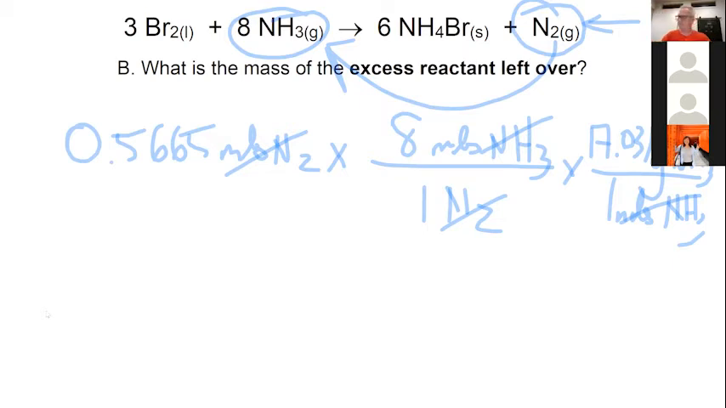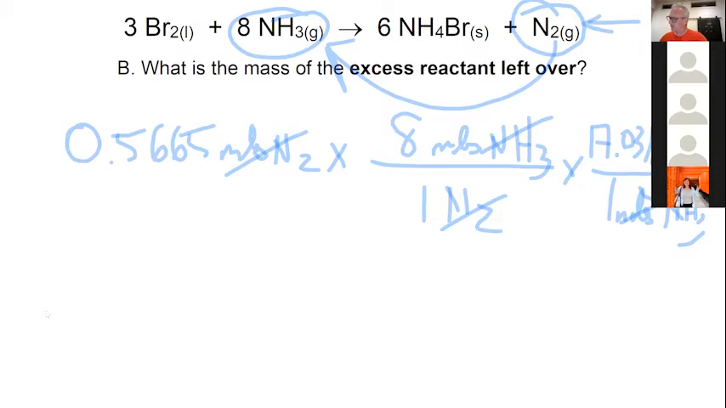Let me work it out. So 0.5665 times 8 times 17. I got 77.184. Yeah, I screwed this up. Oh, wait a minute. That can't be right. I got 77.17996. Yeah, what did I do wrong here?